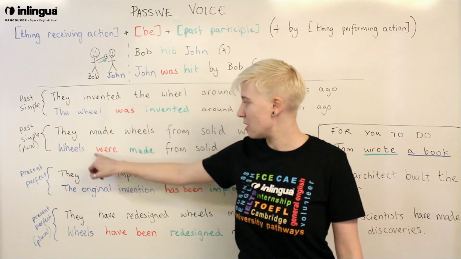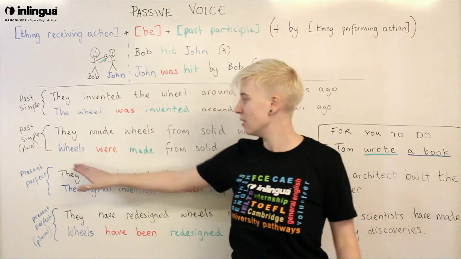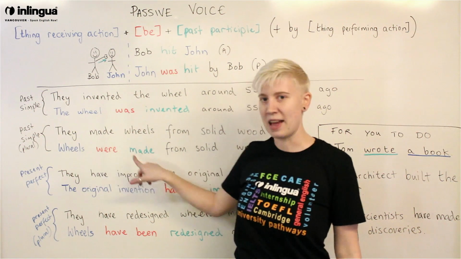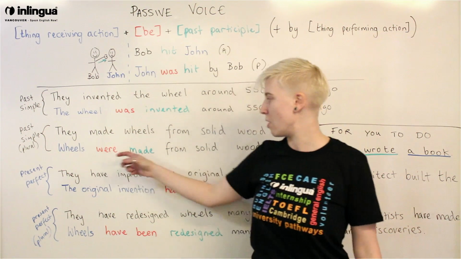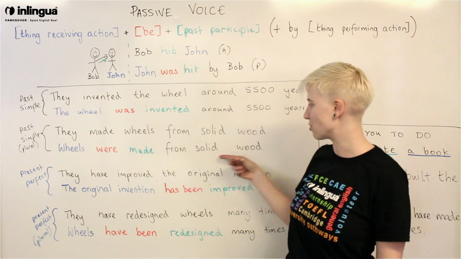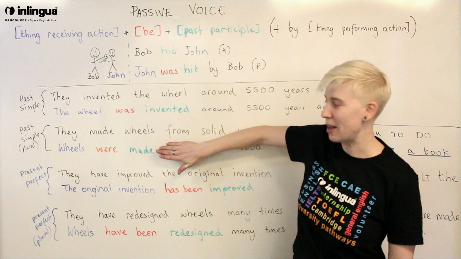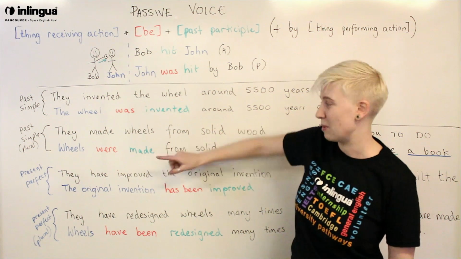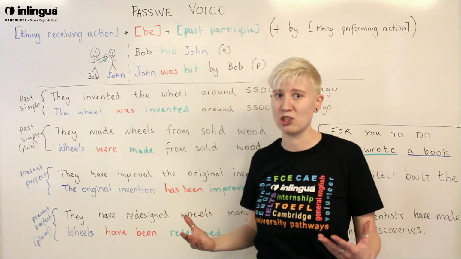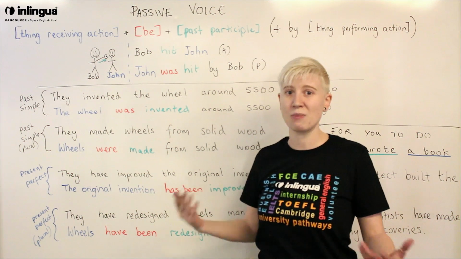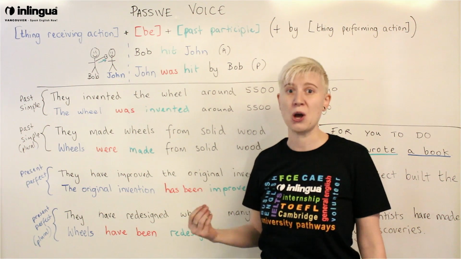And then we're going to need the plural form of be in the past simple. Were. Wheels were. Next is the verb. It's always going to be blue, red, green. Wheels were made. Then here's our extra information, from solid wood. Again, we can take that information away without changing the grammar, but this sentence is very short and very boring. So it's good to keep the extra information if it's about time or something interesting to the sentence. We're just going to remove the person who did it.